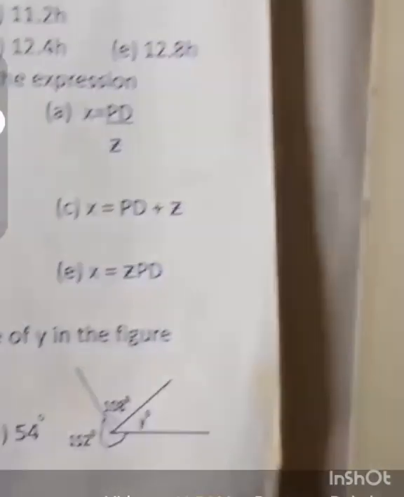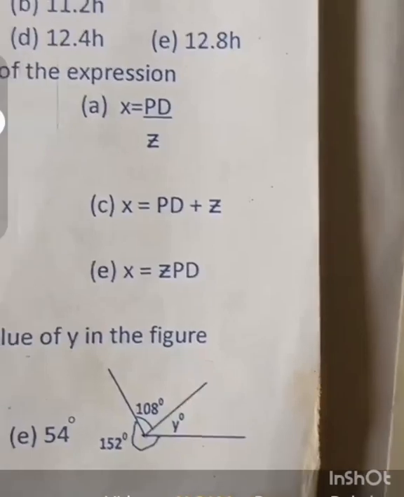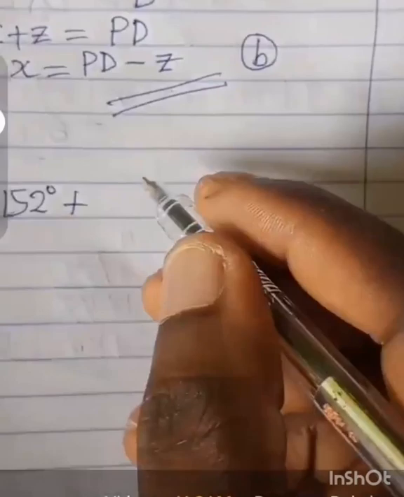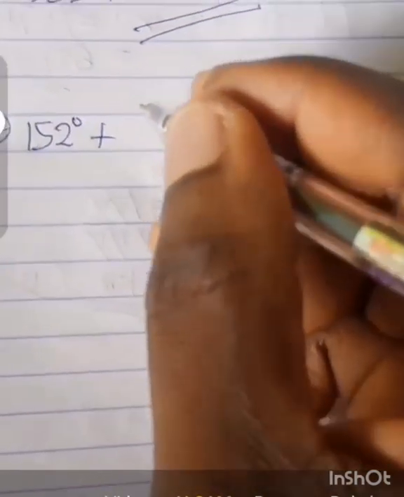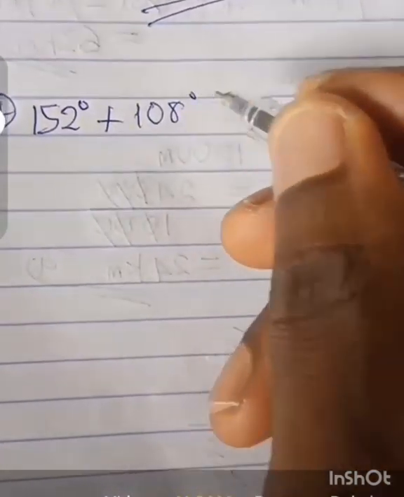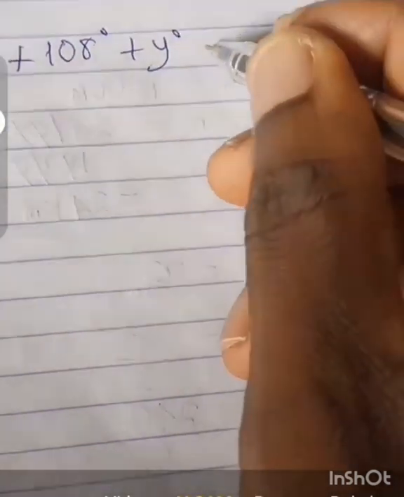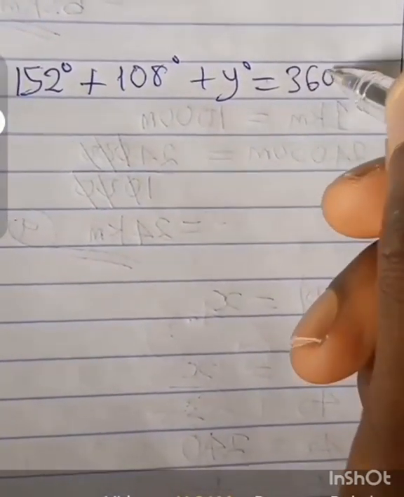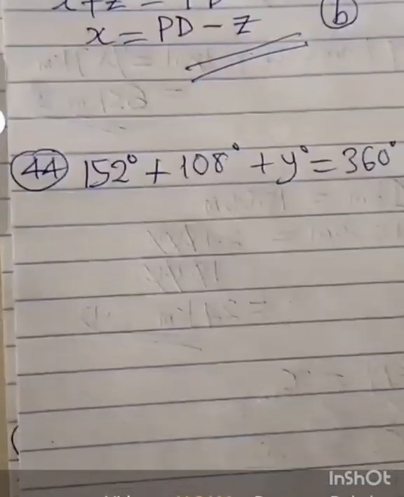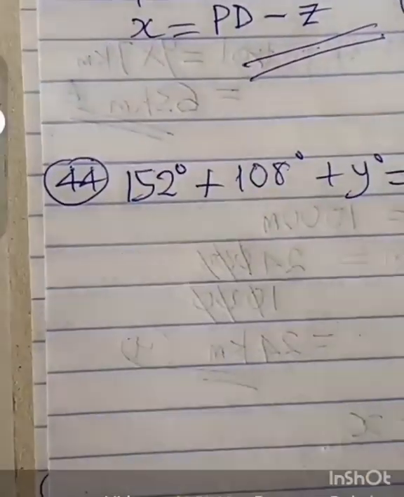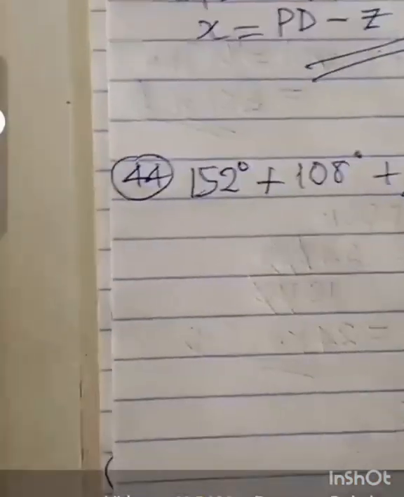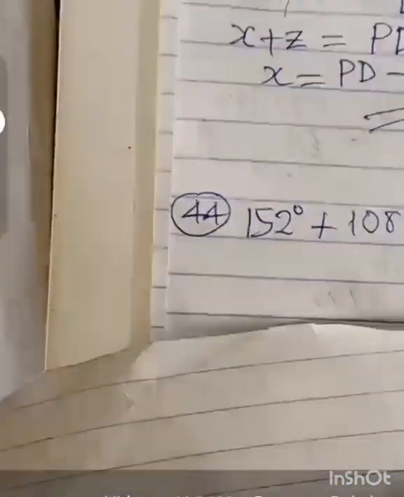So let's sum everything. That is 152 degrees plus 152 degrees plus 108 degrees plus y degrees, and that will give us 360 degrees. The reason is that these are sum of angles at a point, so when you sum them together you get that. Get your rough. Remember, your rough must always be by your side for you to solve very well. Let's do that to help as many who are still having some issue in doing this.